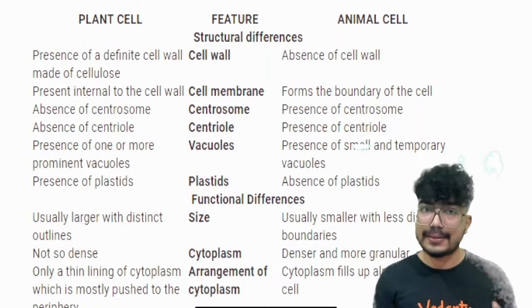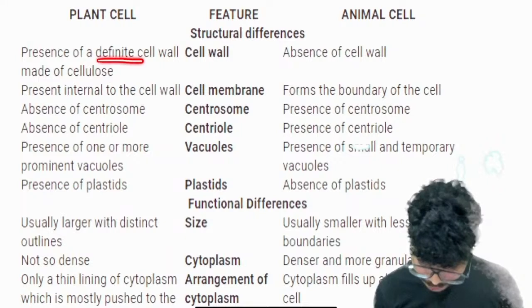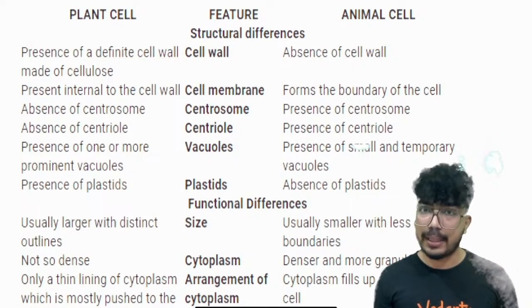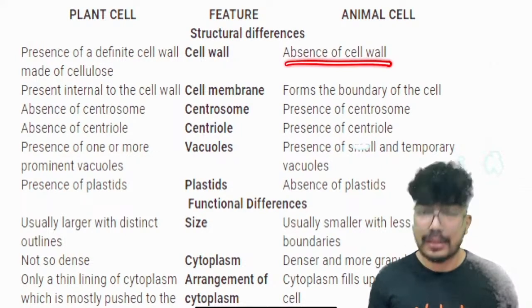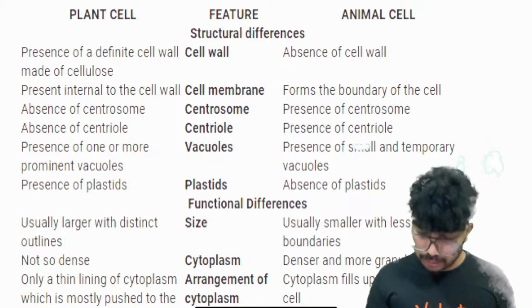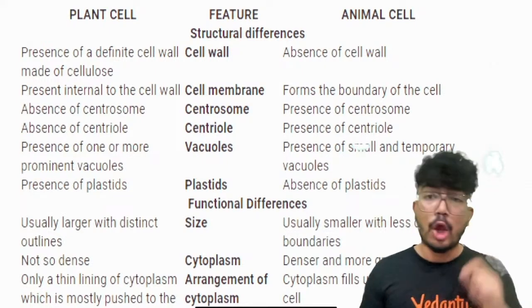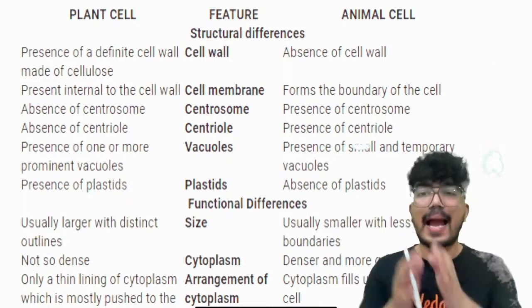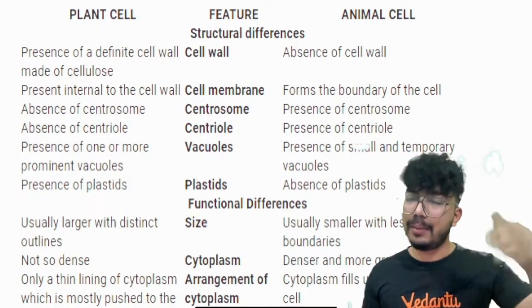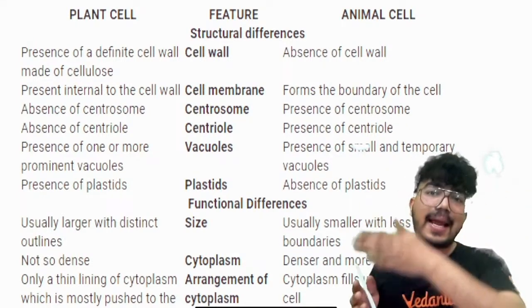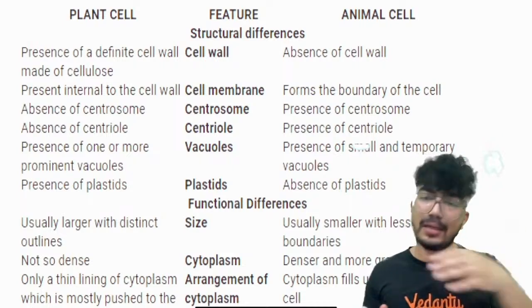Okay, so plant cells have a definite cell wall that is made up of cellulose, but in the animal cell there is the absence of the cell wall. So cell wall we are aware of. Next structure, that is the cell membrane. For the animal cell it is the outermost covering, but for the plant cell it lies inner to the cell wall, right?